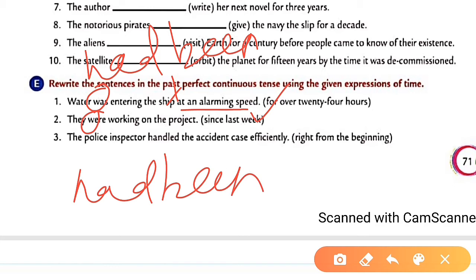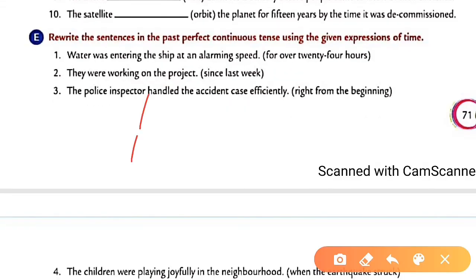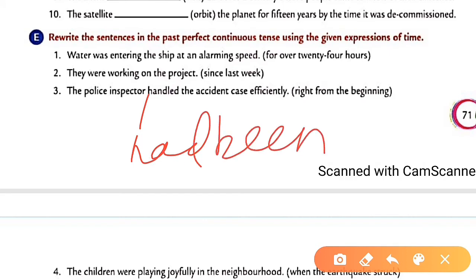Okay, number three: the police inspector handled the accident case efficiently. Here you have to use "had been". The police inspector had been, after the verb, the police after the noun.